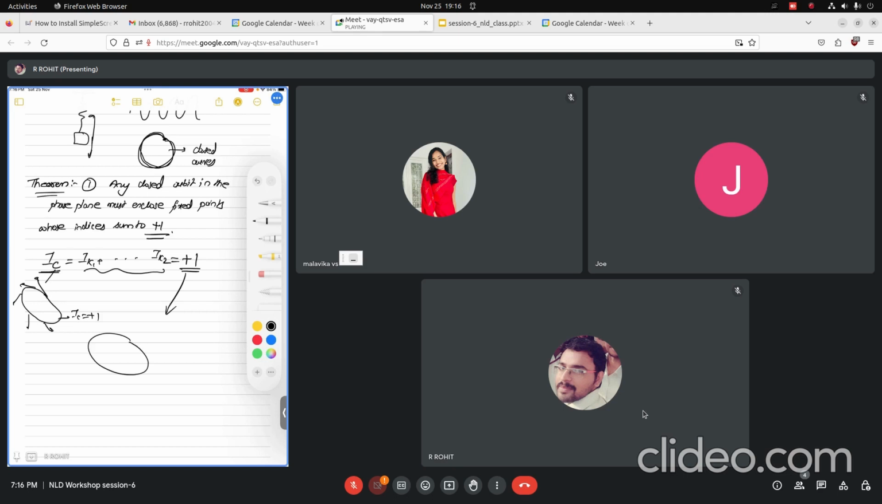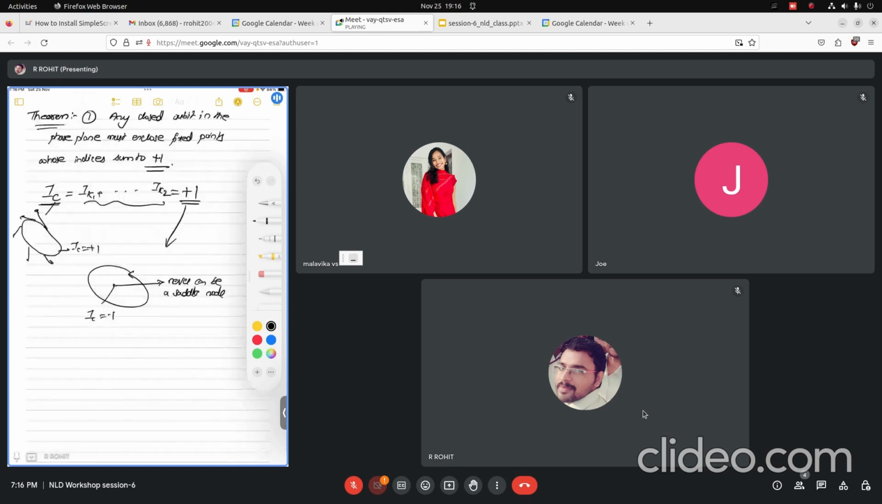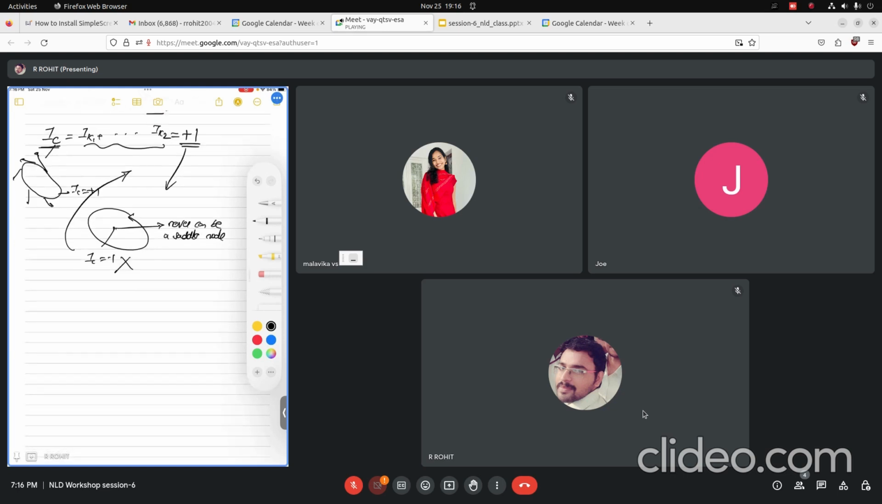If you have a closed curve and a fixed point inside it, then this fixed point can never be a saddle node. This is because a saddle node has an index of -1, and this is not possible according to this theorem. So you can clearly eliminate whether there is any saddle node possibility or not using this index theory. So that's one of the theorems that can be helpful.